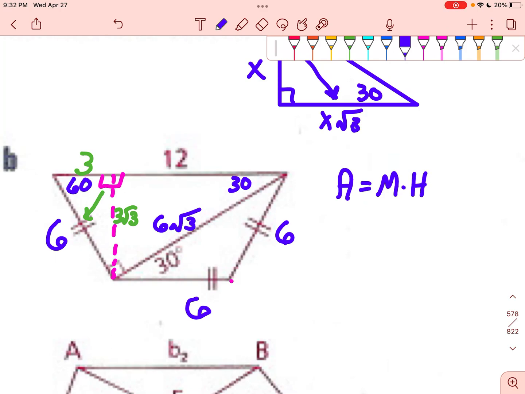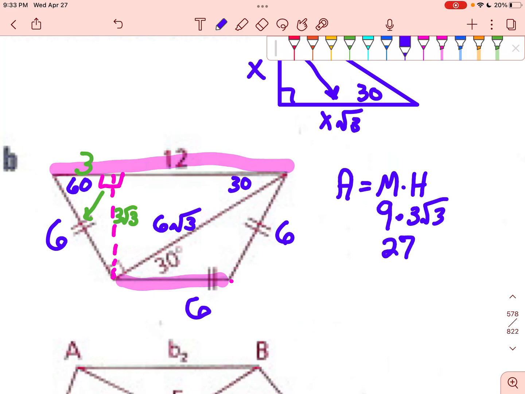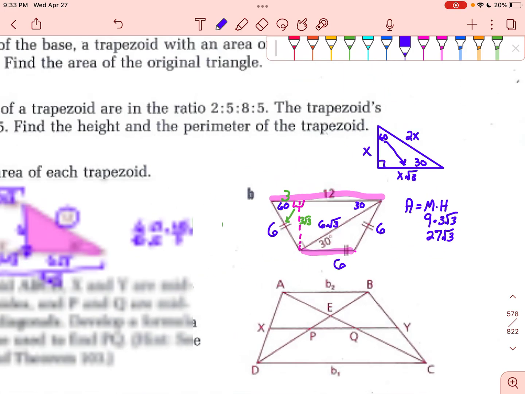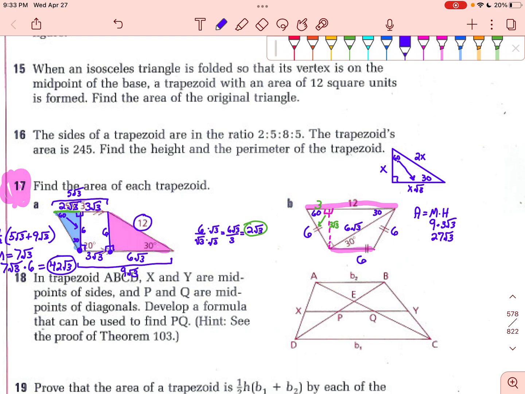So off on the side, I'm thinking to myself, this base is 12, this base is 6. So 12 and 6 together is 18. Half of 18 is 9. The median is just the average of the bases. And then the height is 3 root 3. So 27 root 3 should be the area for shape B.